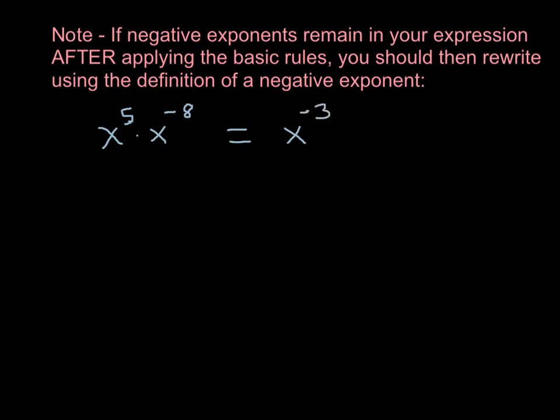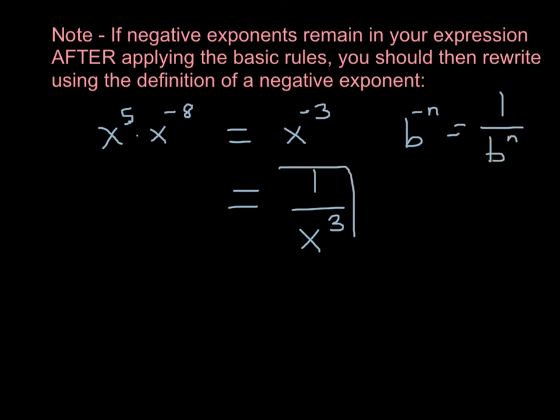At that stage, I have applied the basic rules that were available to me, and now I would rewrite my answer as 1 over x to the positive 3, using the idea that b to the negative n is the same thing as 1 over b to the positive n. So we would leave our final answer this way because it's more understandable by others who might look at our work.